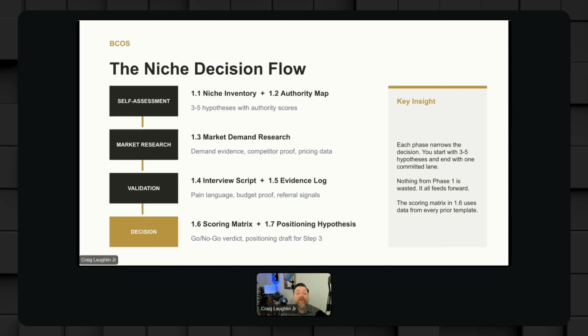And phase 4 is the decision, templates 1.6 and 1.7. The scoring matrix takes every data point from the first 3 phases and weights them. And then the positioning hypothesis build drafts your initial positioning for step 3. Nothing you do in 1 through 6 is wasted. Every template's output becomes the next template's input. And the final decision is not a guess anymore. It's an evidence-backed verdict built on real data from real conversations.